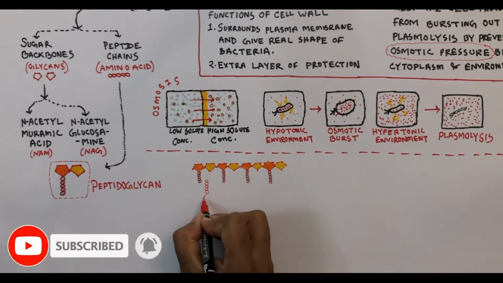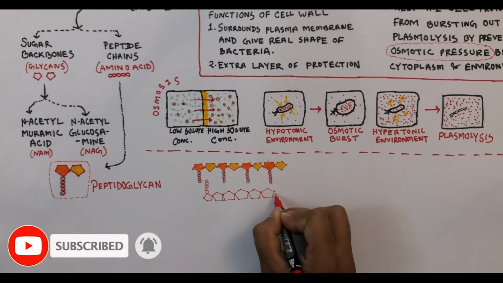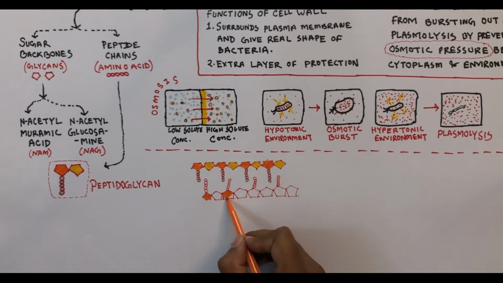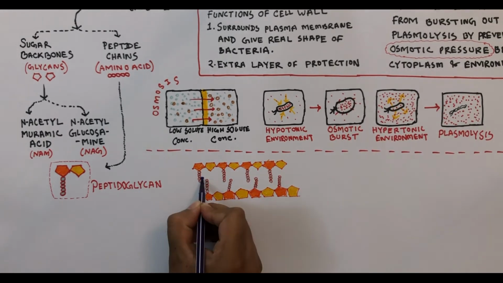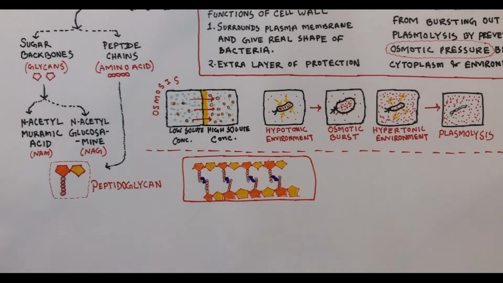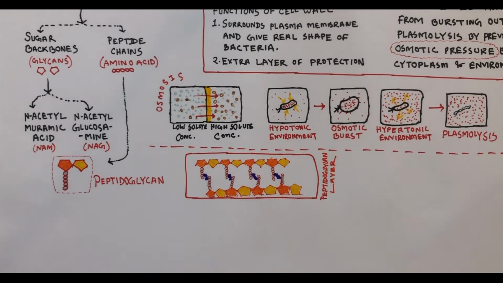On every NAM unit, a peptide chain is attached. Now, these peptides are cross-linked with each other. However, a new bacterial cell does not have the complete peptidoglycan layer from the beginning of its life. During growth, the daughter bacterium develops its peptidoglycan layer and makes the full cell wall.